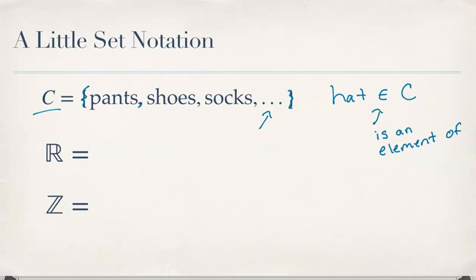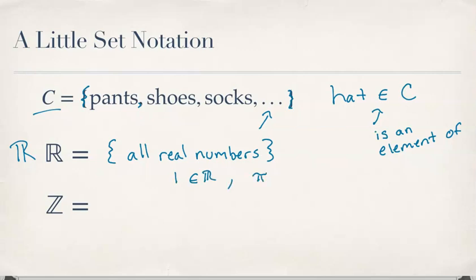Some common sets that we are going to reference today and in the future is this double R, this double-lined R. If I'm doing handwriting, I would write it like that probably. And that is the set of all real numbers. So I could list all kinds of elements of this set. I could say that 1 is in R because 1 is a real number. I could say that pi is in R because pi is a real number.